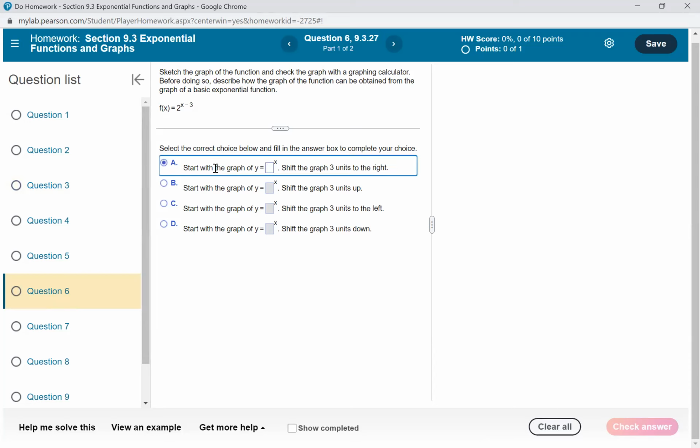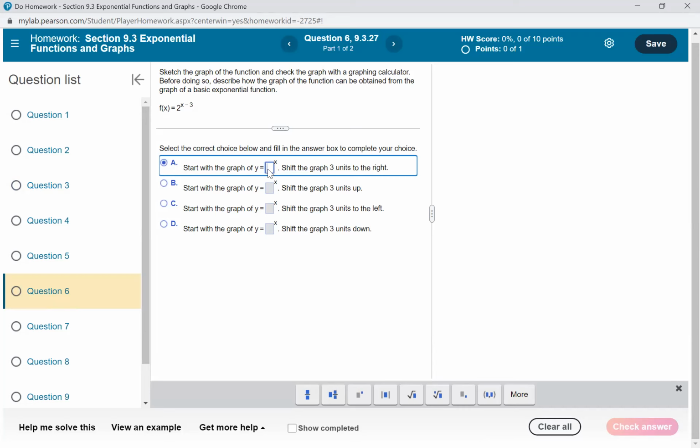Now, it says start with the graph of y equals blank to the x. My base is a 2, so I would put a 2 there. And then we're going to shift it to the right 3 units. So you'll check this answer when you put it in.